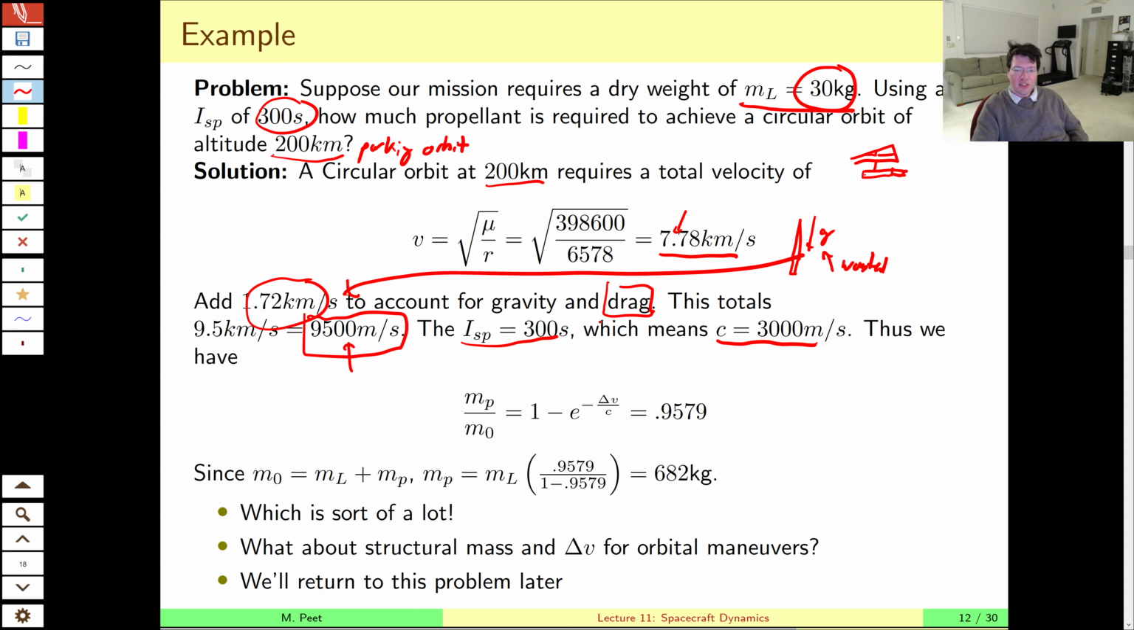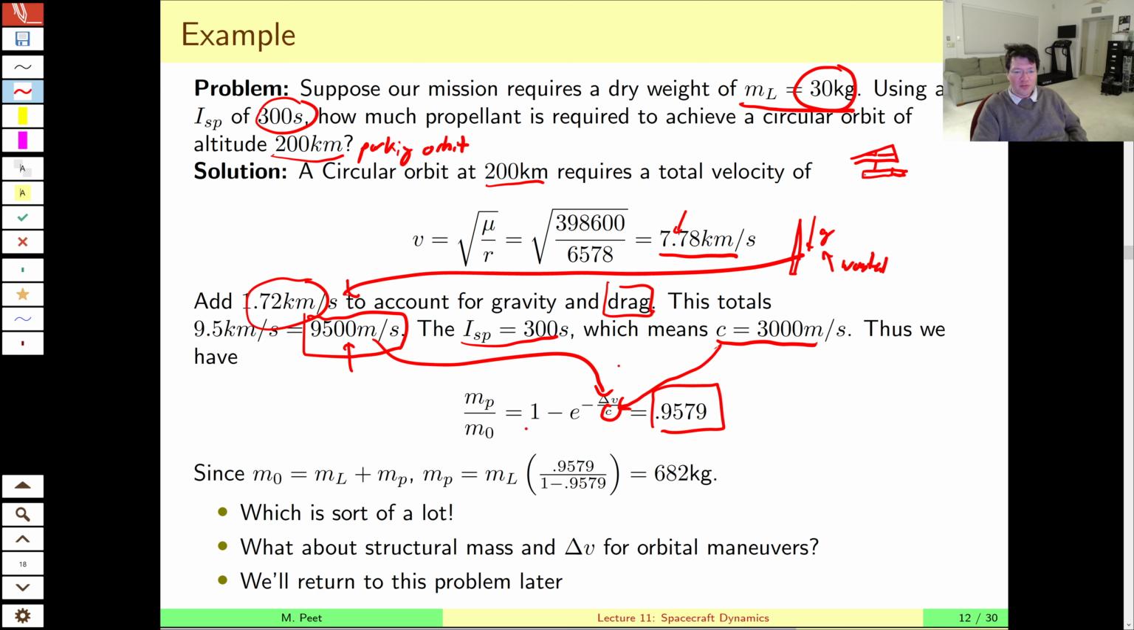An ISP of 300 seconds means an exit velocity of 3 kilometers per second. Plug these numbers into the rocket equation. That number goes there. The delta V we need, that number goes there. And so we have these two numbers. That's just the exponential number, e to the, we just calculate this number. We find that the mass of propellant to the total mass of the rocket has to be 96%. So the propellant has to be 96% of the total mass of the rocket.